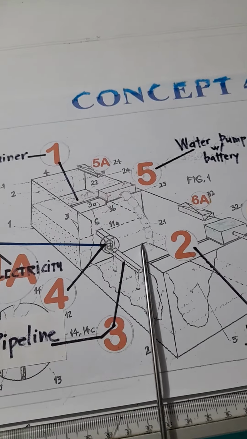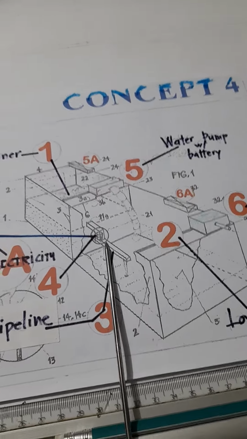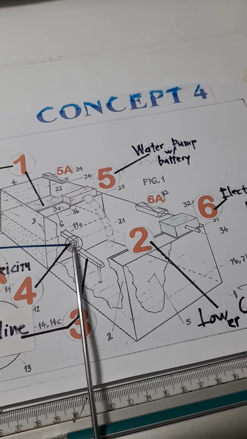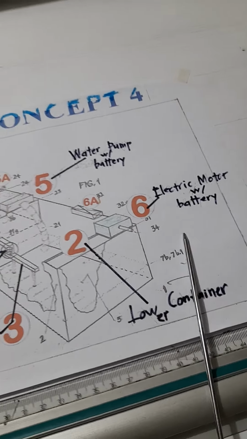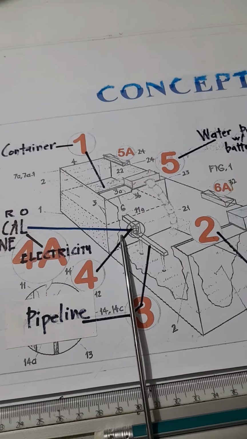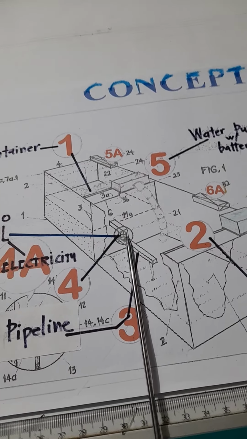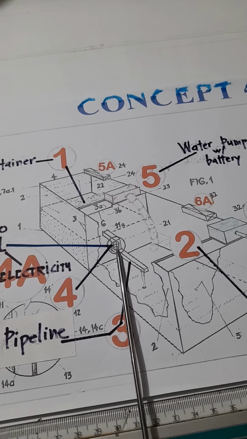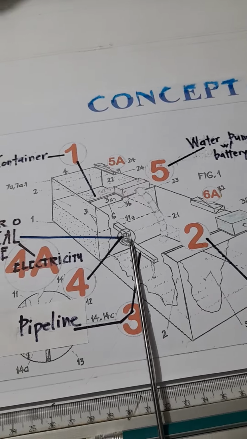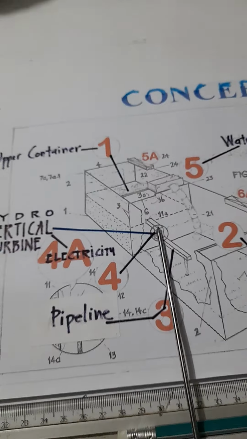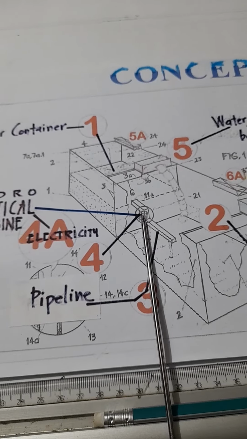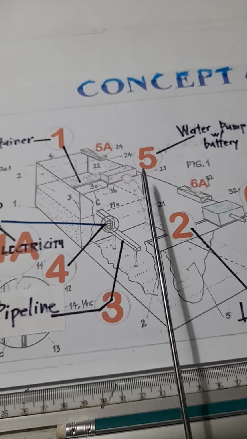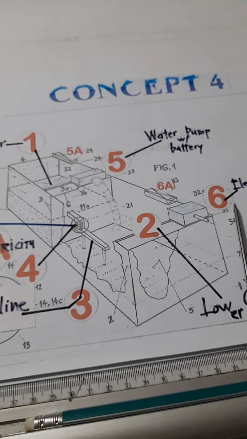The issue or concern here is the vertical turbine: whether it can sufficiently provide electricity to the water pump and the electric motor. Some suggested that the design should be changed to accommodate more vertical turbines, so that there will be a plurality of vertical turbines and the supply will be sufficient for 5 and 6.